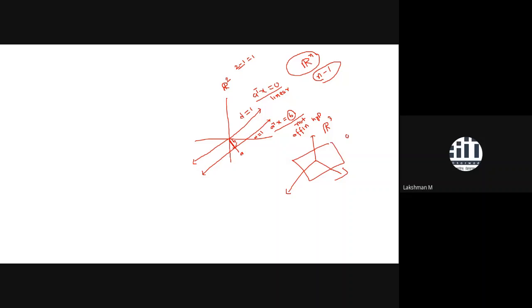The notation is again similar. If it is passing through the origin, the notation would be A transpose x equal to 0. And if it is not passing through the origin, you have a plane which is parallel, which you got by parallel shifting using a bias B. Then you will write A transpose x equal to B. That is the affine plane.